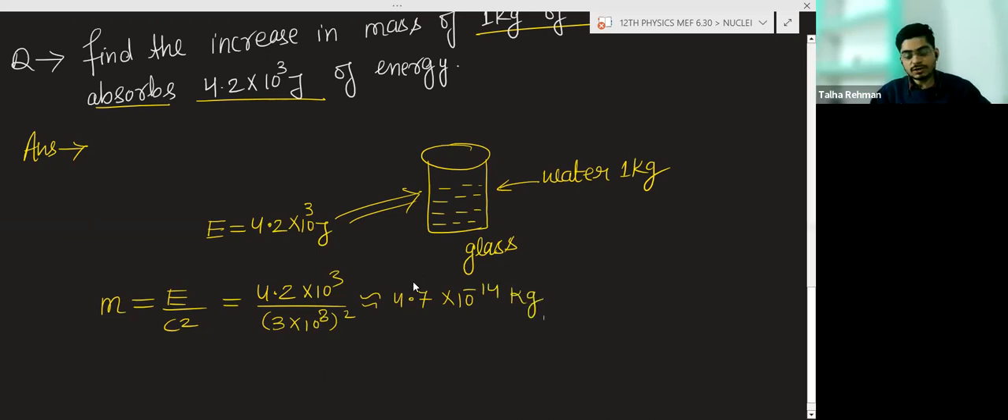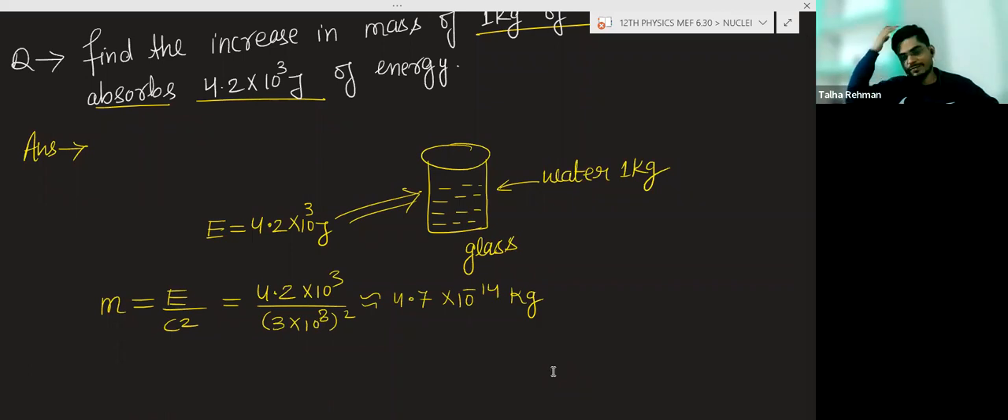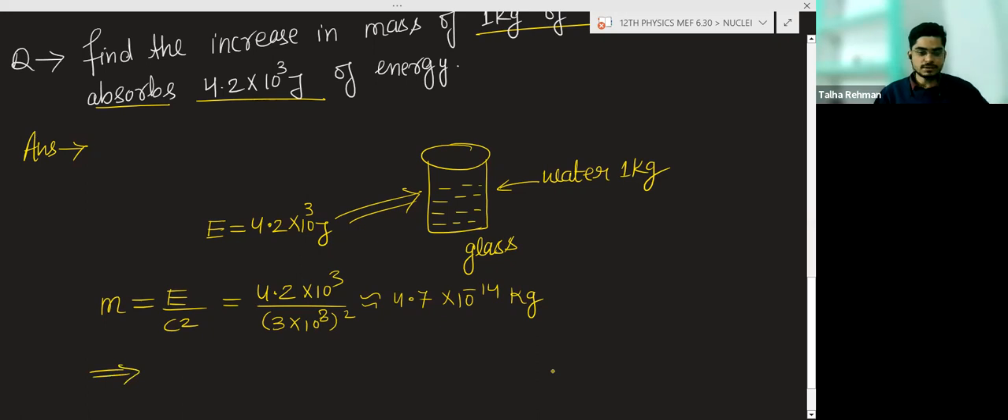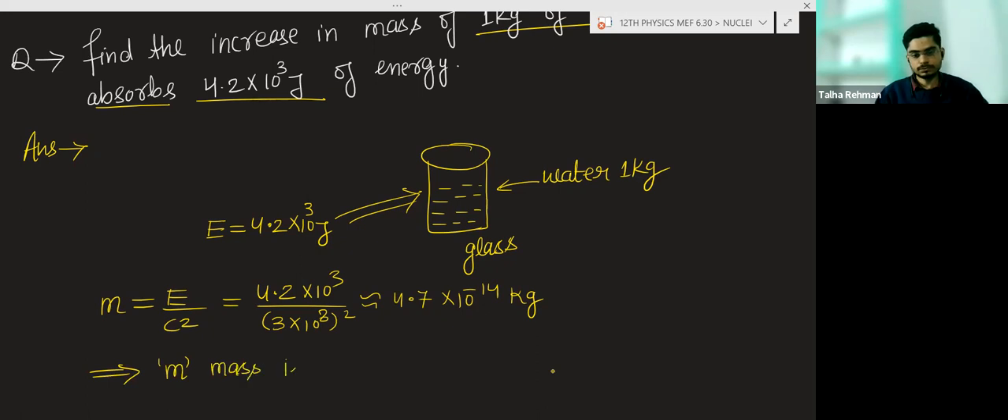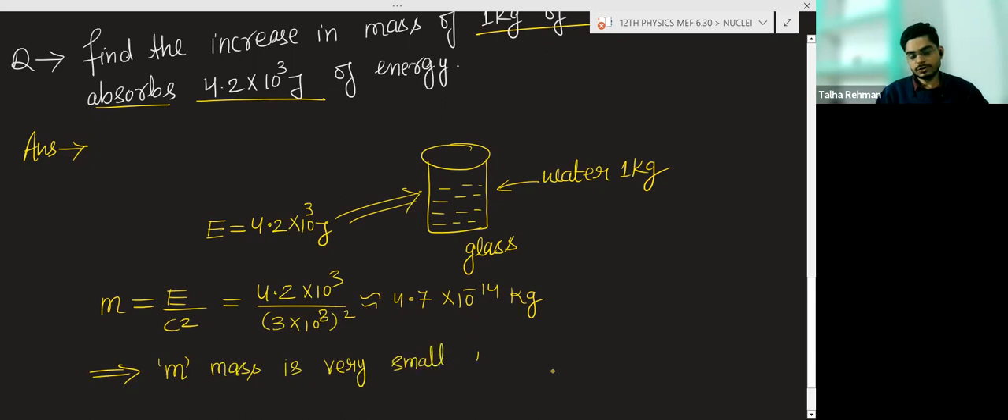See, this mass is almost negligible. That is why in practical life, when we are giving energy, mass increases, but that mass is negligible, not significant. That is why we are not observing that the mass is increasing. So you can conclude here, mass M is very small, but not zero.